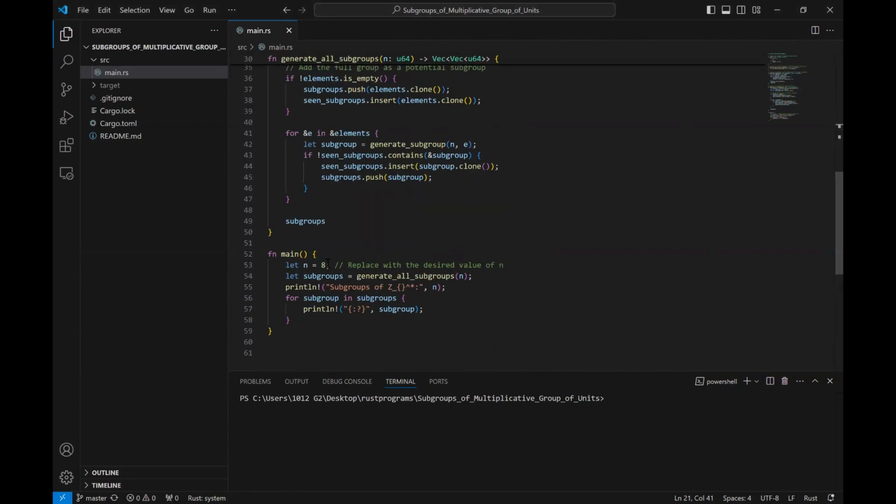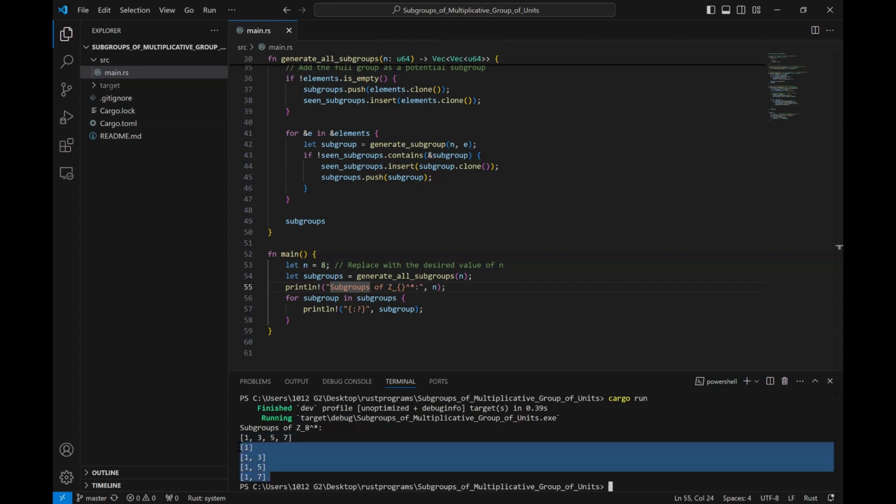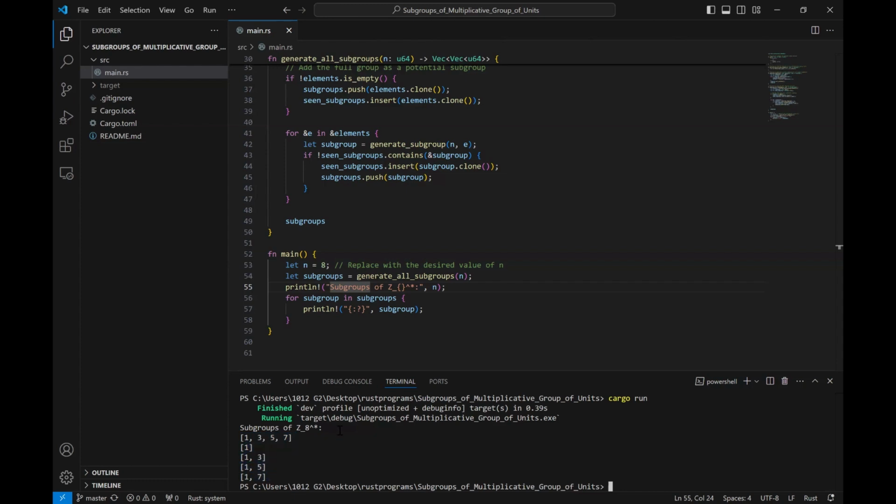So I put here 8. I want the subgroups generated for Z star 8. Those are the ones I want. Just give me all the subgroups. The first one is the entire group. Then we have these other subgroups. Those are the subgroups.